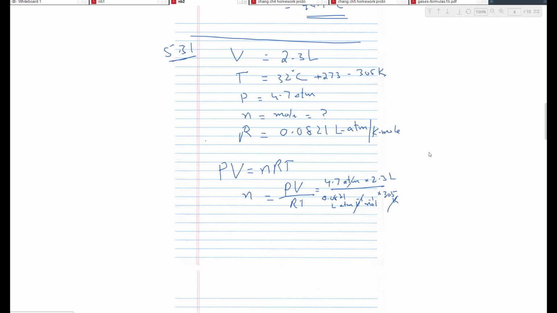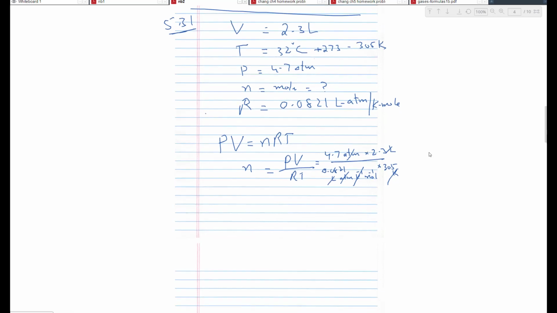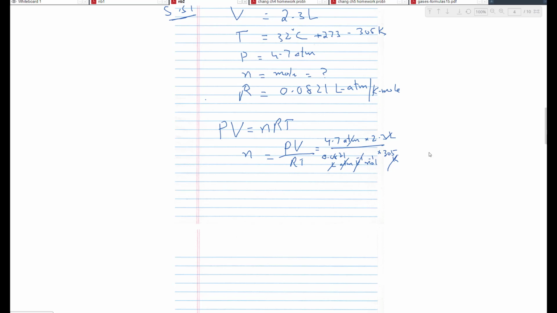ATM and ATM cancel. Liter and liter cancel. What is left here? Mole inverse. And because it's inverse, if you take it up, it will become mole. Am I right? Yep. You're right. So it means all the units you are using are correct. Now just use the calculator and get the answer. 0.43 mole for 2 sig figs.